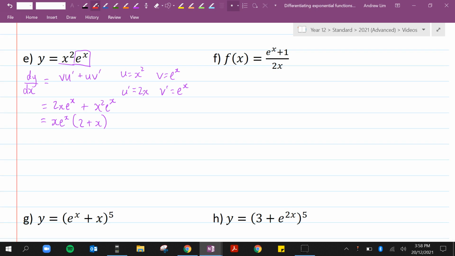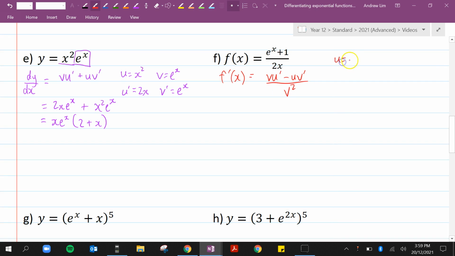Right, question F. Here we can see that the fraction, both the numerator and the denominator are in terms of x. So again, this time we need to use the quotient rule. Now the quotient rule says, I'm going to use f dash of x, because this is f of x, is vu dash minus uv dash over v squared.